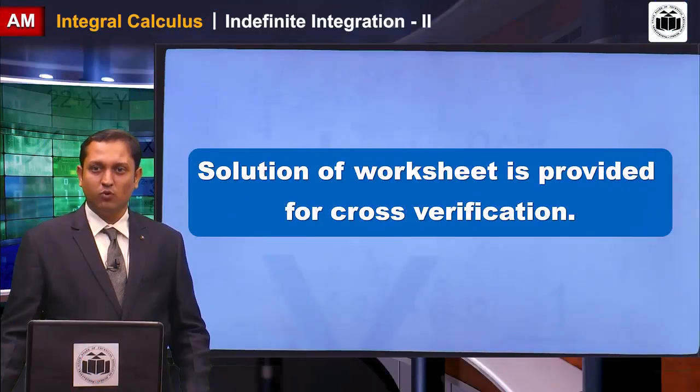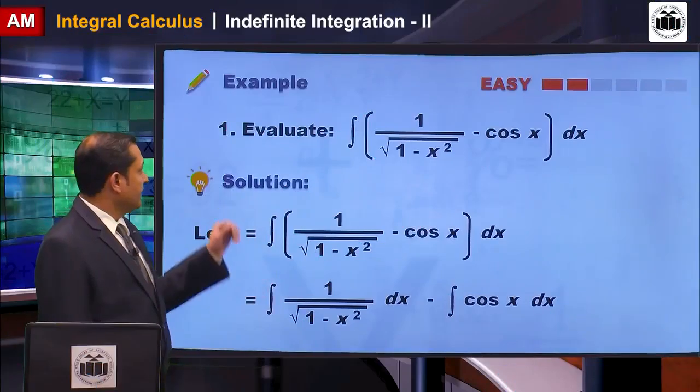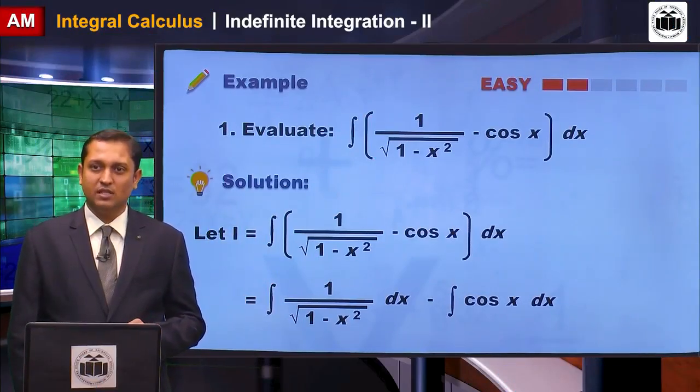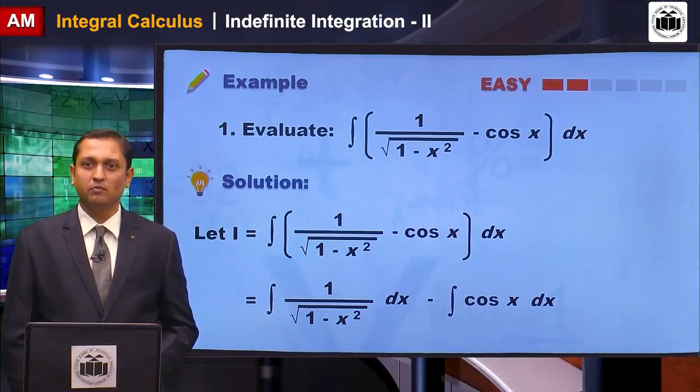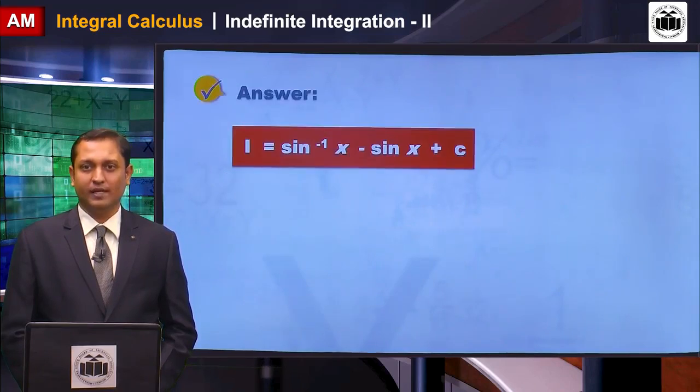Solution of this worksheet is provided for cross verification. Evaluate integral 1 upon under root 1 minus x square minus cos x dx. Now this is a simple problem. You have to just separate out the two integrals that are given and apply the formula for integration. You get the answer.